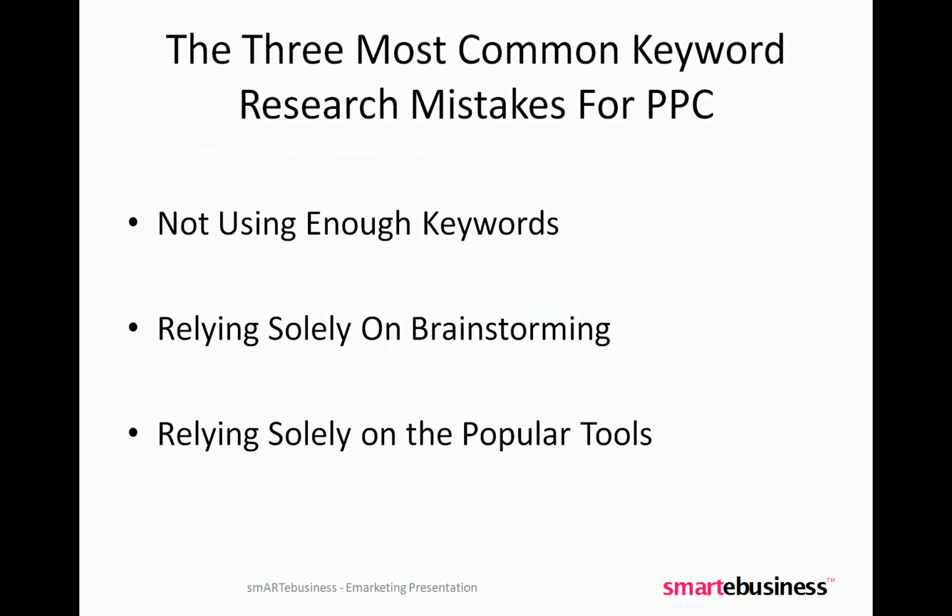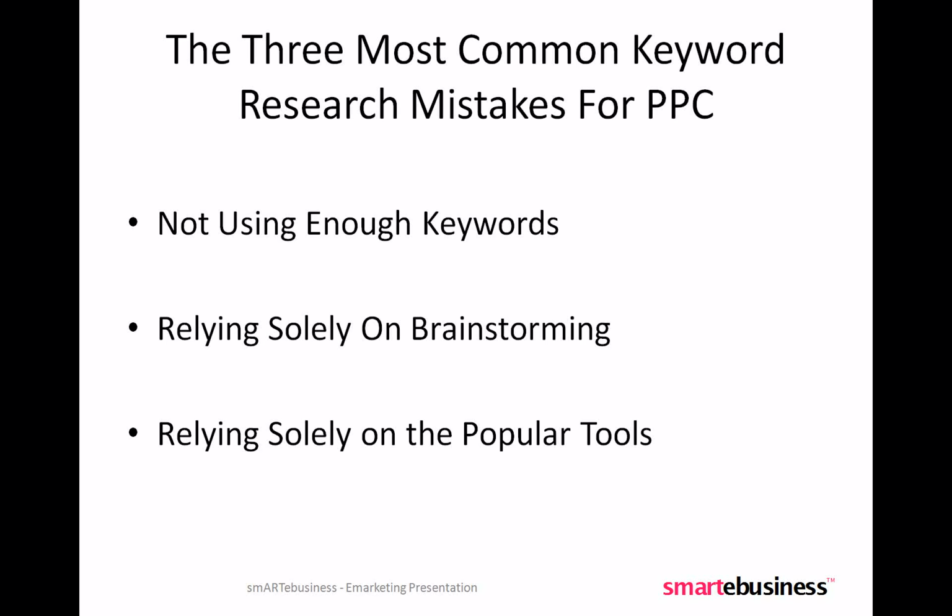Okay, so the first slide is the three most common keyword research mistakes for pay-per-click, and I find that new people coming to pay-per-click tend to make these mistakes. The first one is not using enough keywords, just kind of starting with a few keywords and not really opening up. I like to start with a minimum of 1,000 keywords in my new campaigns and really add to that as I go along.